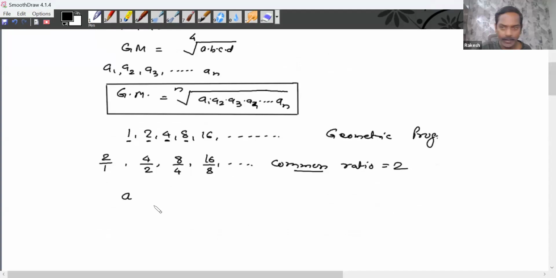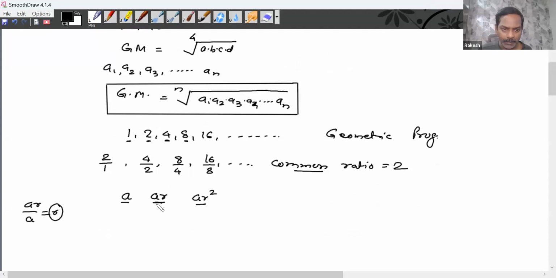So if I want to make it in a general form, then if there is a term A, the next term should be such that if I divide this term with this, I should be getting a common term. So the next term here would be AR. As you can see, if I divide AR with A, I'll be getting R. So this becomes the common ratio.